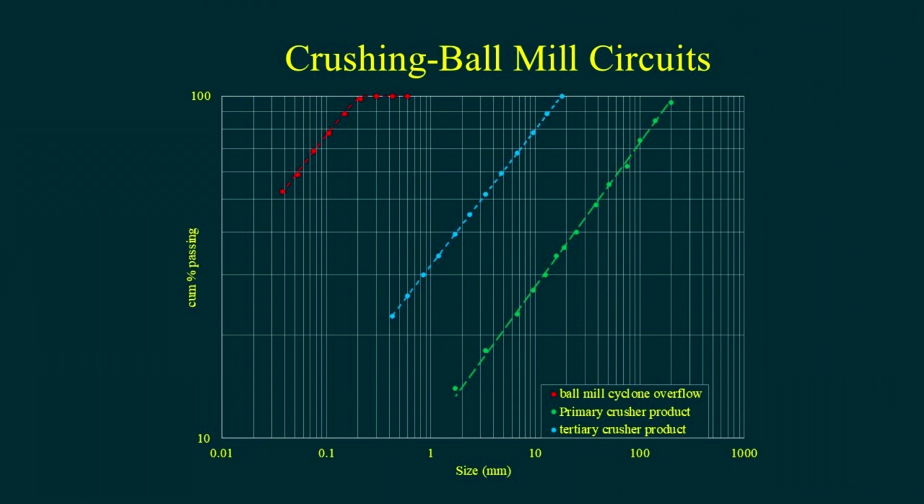In Bond's day, and it's why Bond's equations were developed and worked so well for crushing and ball mills, these were the circuits, crushing and ball mill circuits, and this is real data: primary crushing product, tertiary crusher product, ball mill overflow. Those are beautifully linear in log-log space, and that's why his equations don't need to play around with them. They work really well.